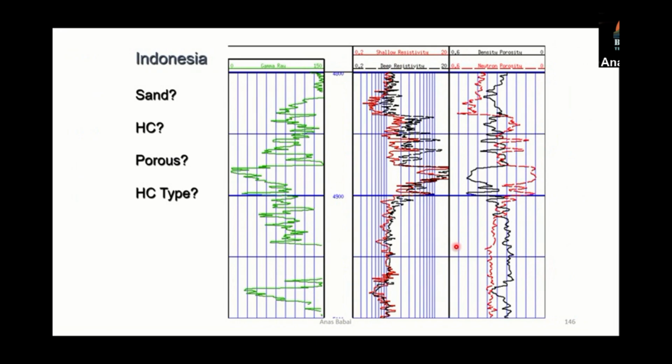Another example is from Indonesia. Using the gamma ray, we identify those zones of interest, and then we go to the resistivity log, and we saw that we have this zone which is showing a very high resistivity value. So when we come to porosity, we can see clearly a very large separation, which indicates that this is a gas zone, while this zone is more or less a water bearing zone.